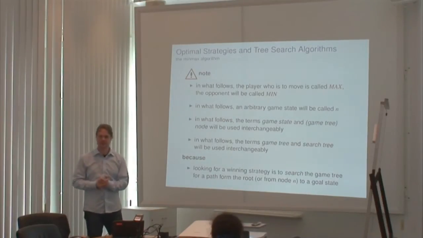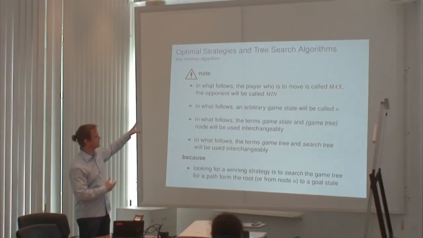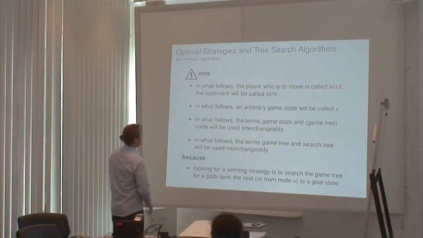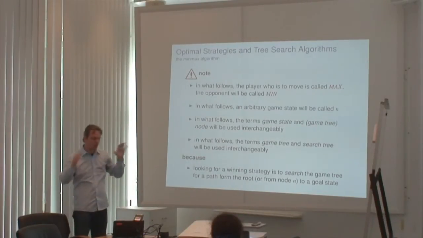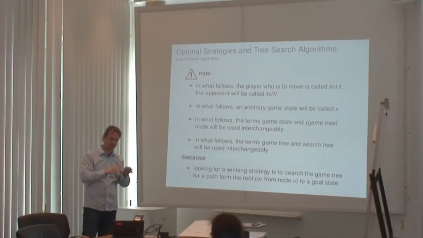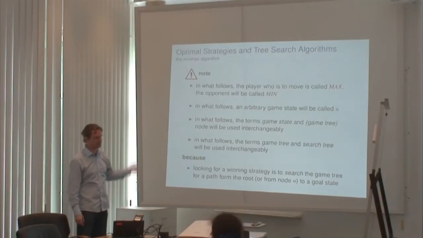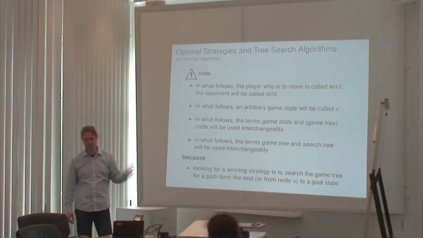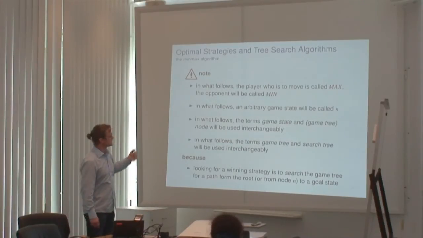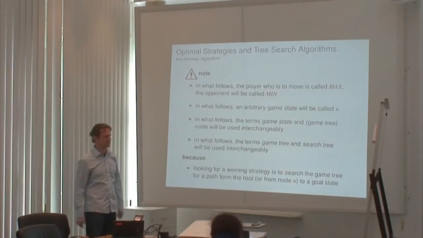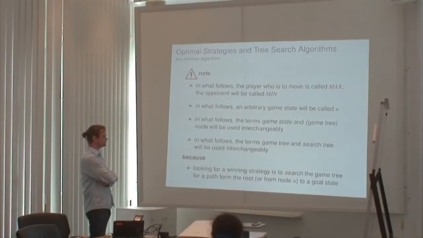But before we do that, here are a couple of things I have to fix in advance, so that from now on you will follow me. In what is to follow, I will always refer to the player who is to move in whatever game state we are starting our consideration as max. The player who is to move in the game state we are starting from is called max, and the opponent will always be called min. And I'll call arbitrary game states n, just some name of some node in a game tree.